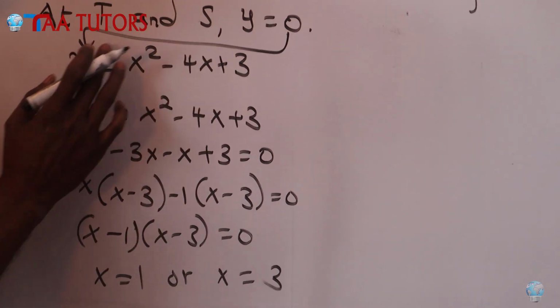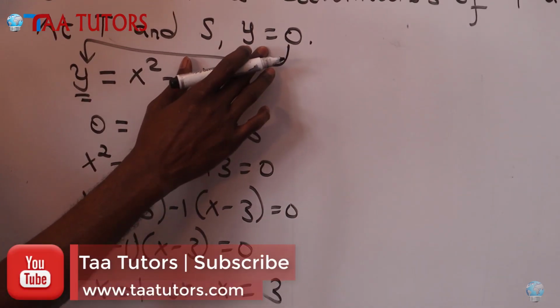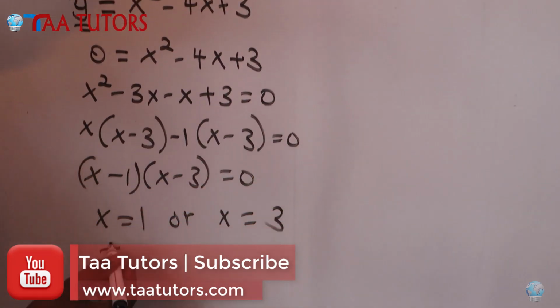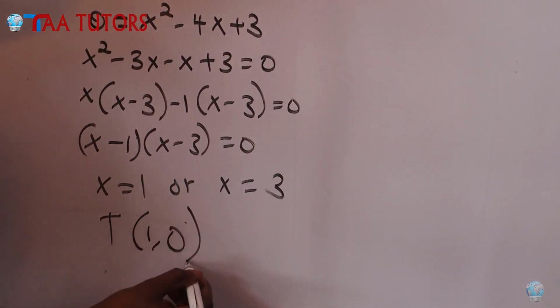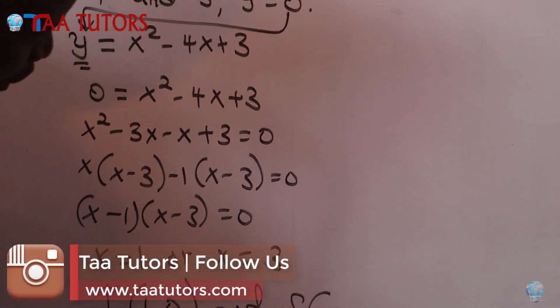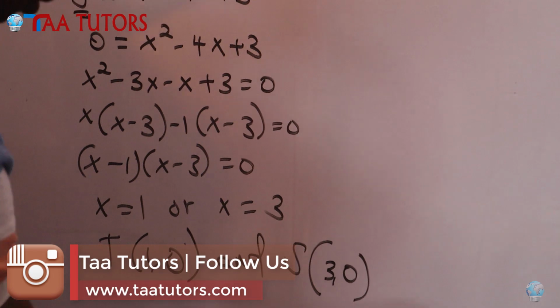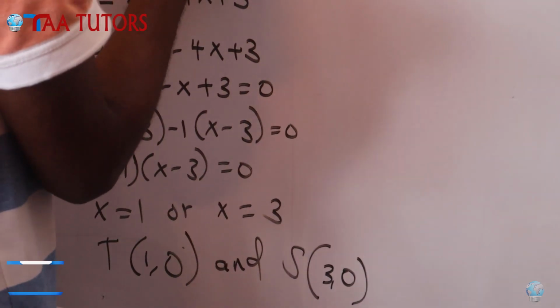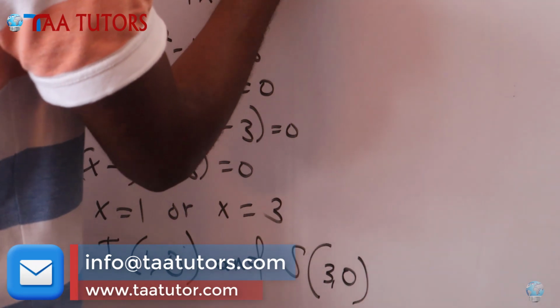So we have said that where y is 0, that one we now take T will be 1, 0, and S will be 3, 0. So we have got the values of T here. T is 1, S is 3.